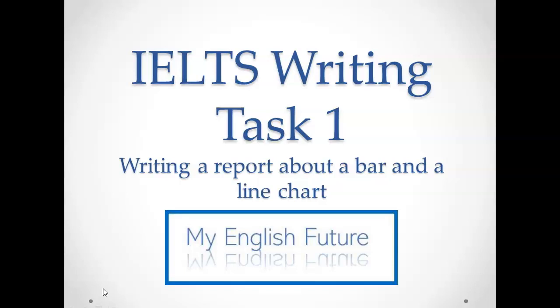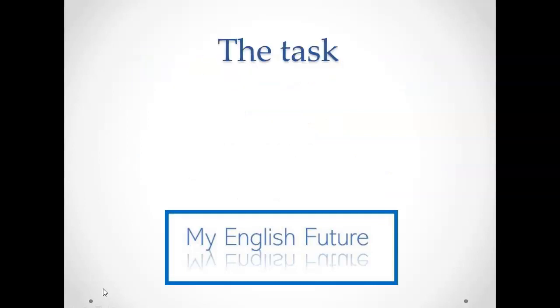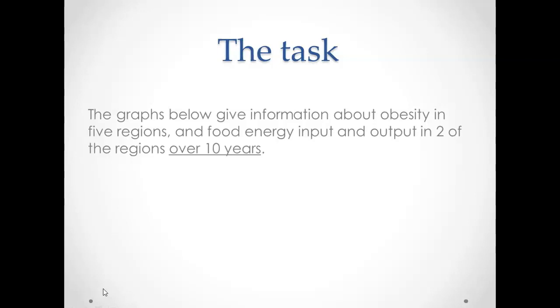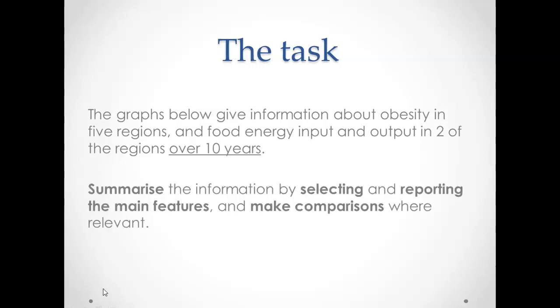Can you write a report about two charts? In this case, there is a bar and a line chart. Here is the task. The graphs below give information about obesity in 5 regions and food energy input and output in 2 of the regions over 10 years. There is a lot of information here.